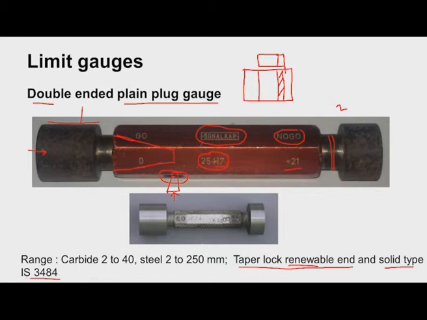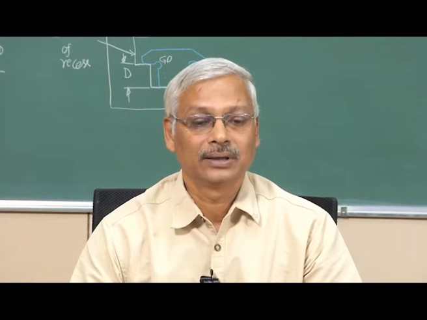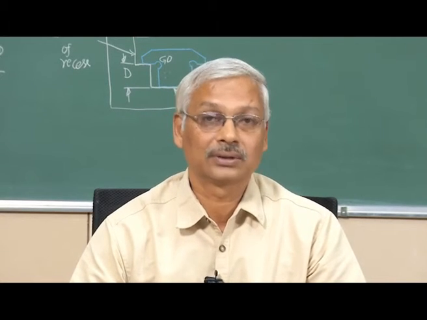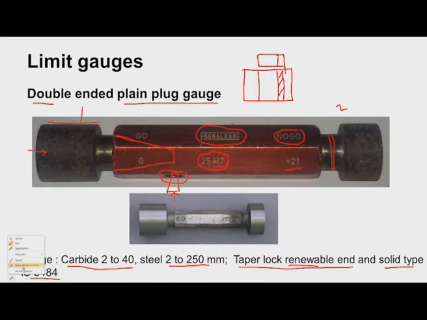And what is the range of availability? If they are carbide coated or carbide gauges, then the range is from 2 millimeter up to 40 millimeter, and if it is hardened steel, gauges from 2 millimeter to 250 millimeter diameter are available. Also if there is a special requirement, they can be built as per the customer's requirement.